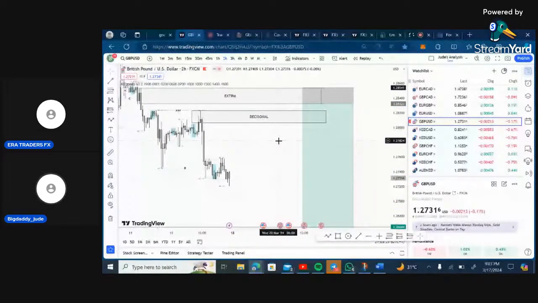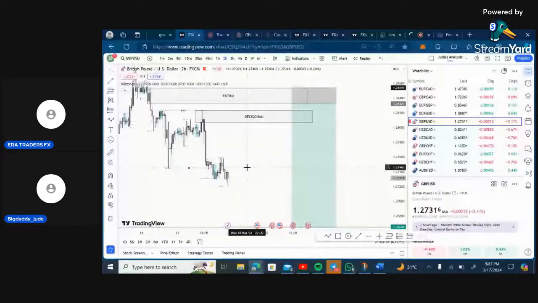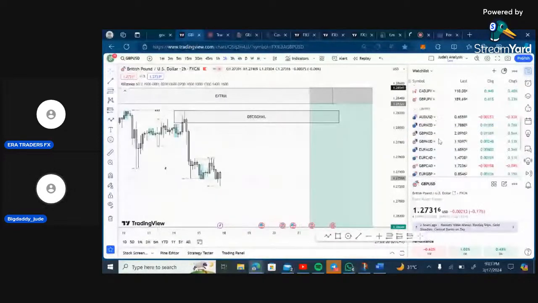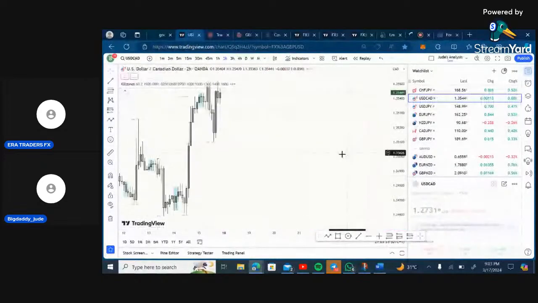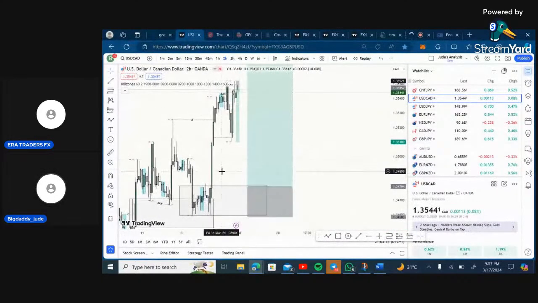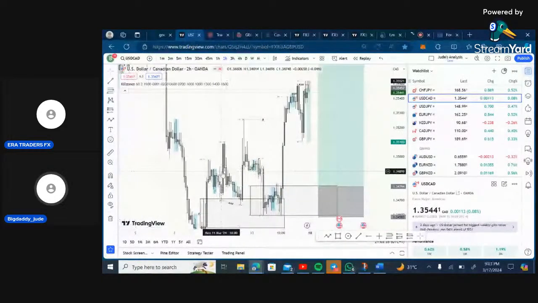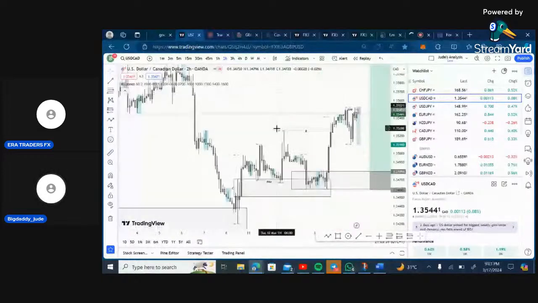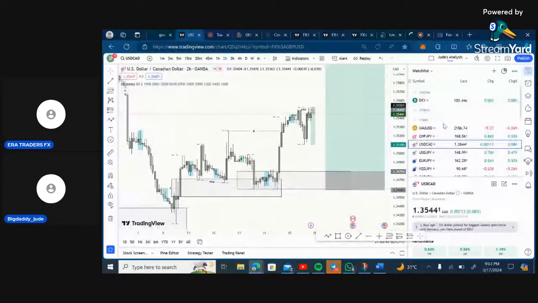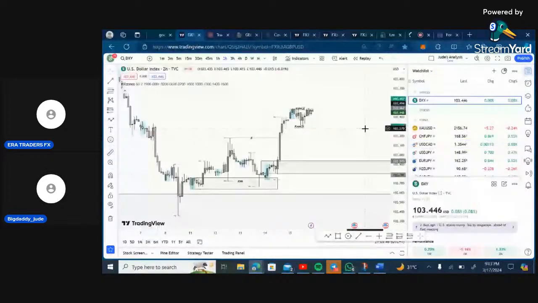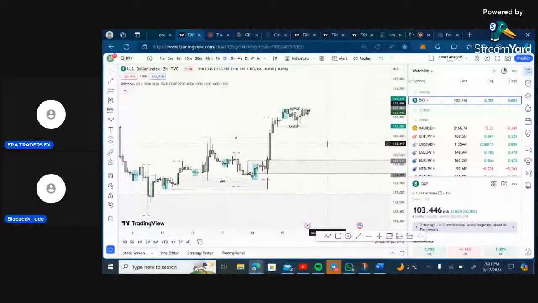So let's quickly go through the last outlook that I have for the week. Now your USD CAD has similar movements with your DXY, so you should also be having a correlating analysis, right, with your DXY and your USD CAD.